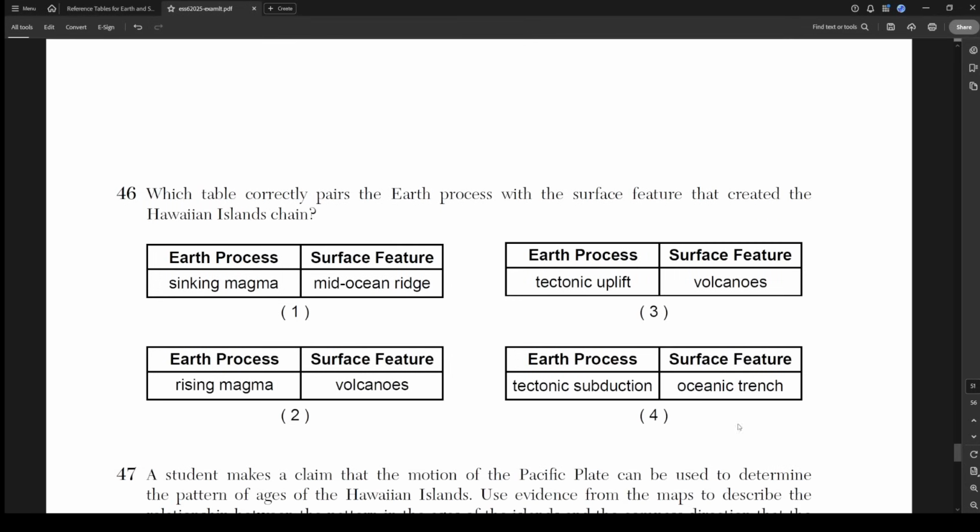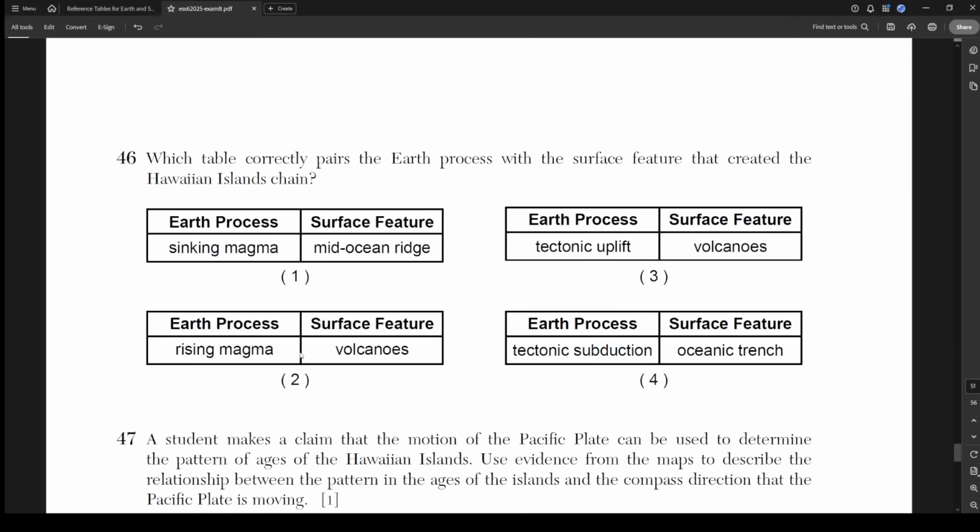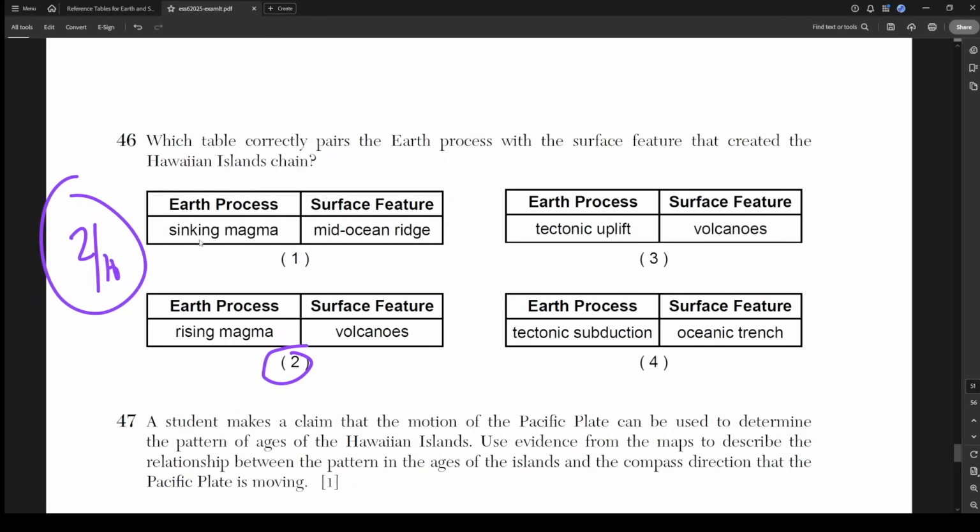Okay, so for Hawaiian Islands, we want to make volcanoes make rising magma. It's 2. I mean, this question's so easy. I would say this is a 1 out of 10 plus 1 test fatigue, it's a 2.